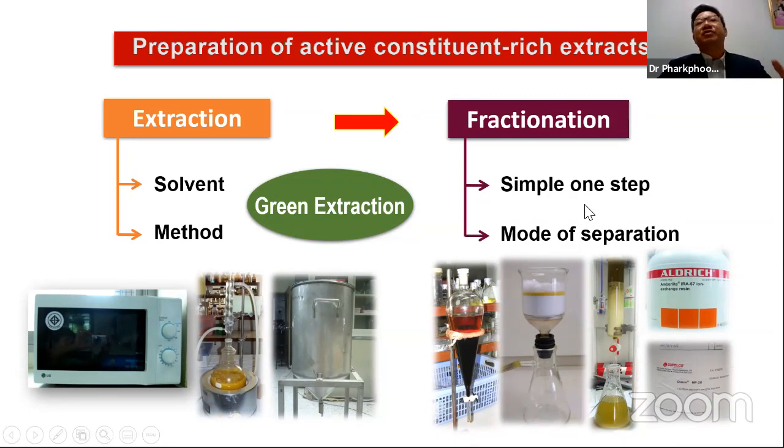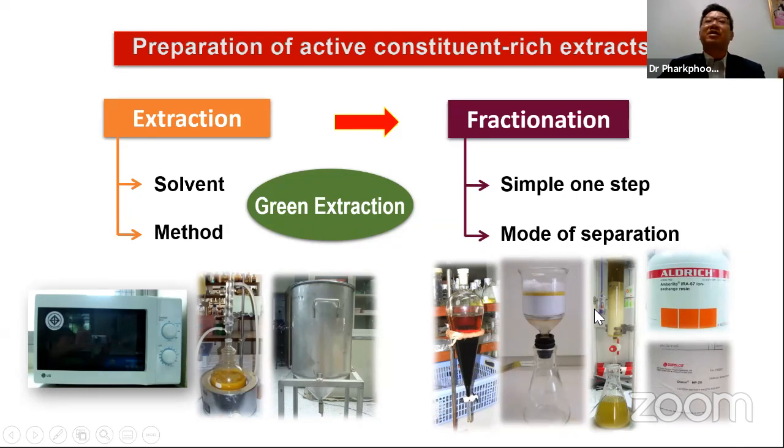Because if you use several steps, or the method for fractionation is too complex, your compound may be lost, and also the cost of production will be higher. And the key consideration is the mode of separation that you use, and also the type of chromatographic material that you use. There are several methods for fractionation, for example, liquid-liquid extraction or partition, or several chromatographic techniques.